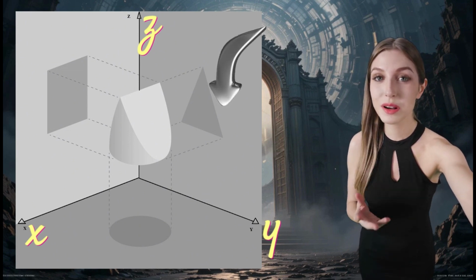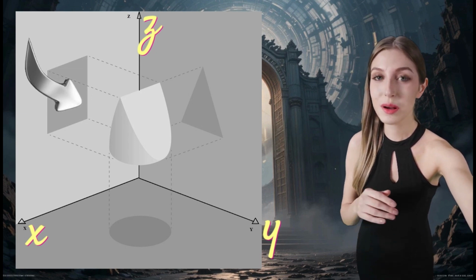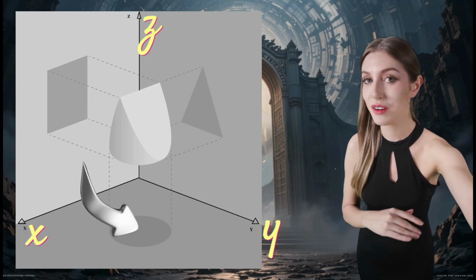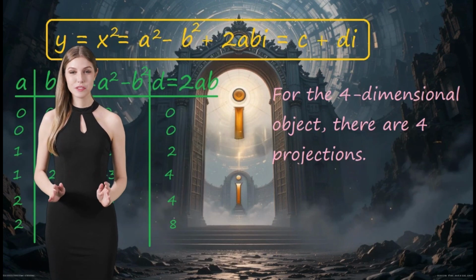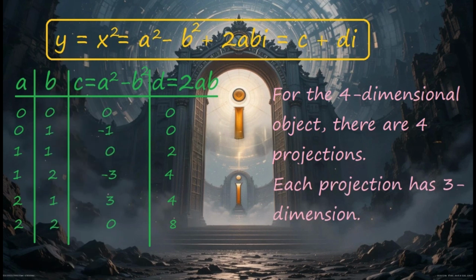On the right wall, x is 0 or constant. On the left wall, y is 0 or constant. On the floor, z is 0 or constant. For the four-dimensional object, there are four projections. Each projection has three dimensions.